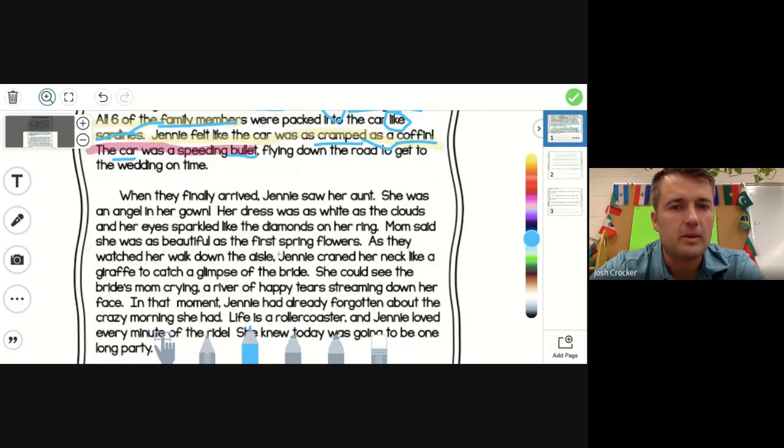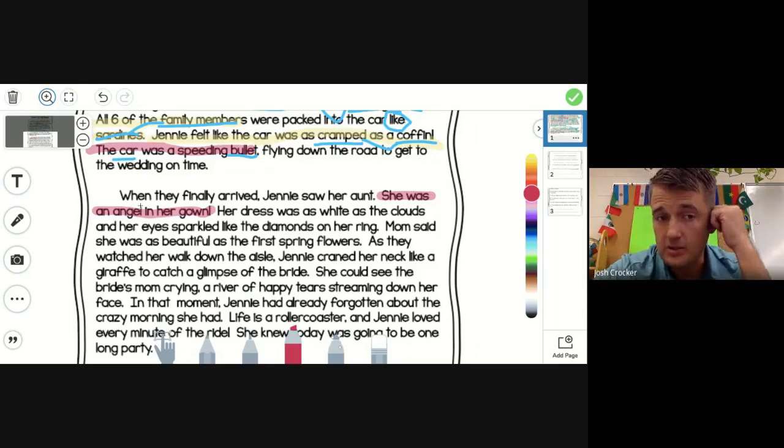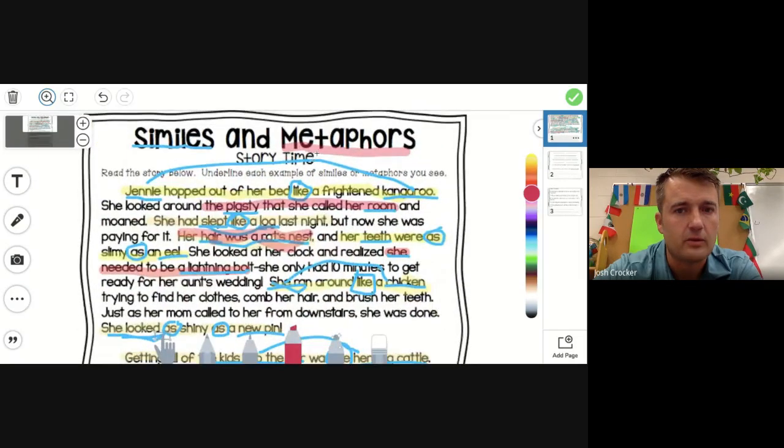Did we hear some comparison? I think we did. Okay. She was an angel in her gown. I'm comparing she and angel. I'm saying that she was like an angel, except I didn't say like. So because I did not say like or as, that is a metaphor.